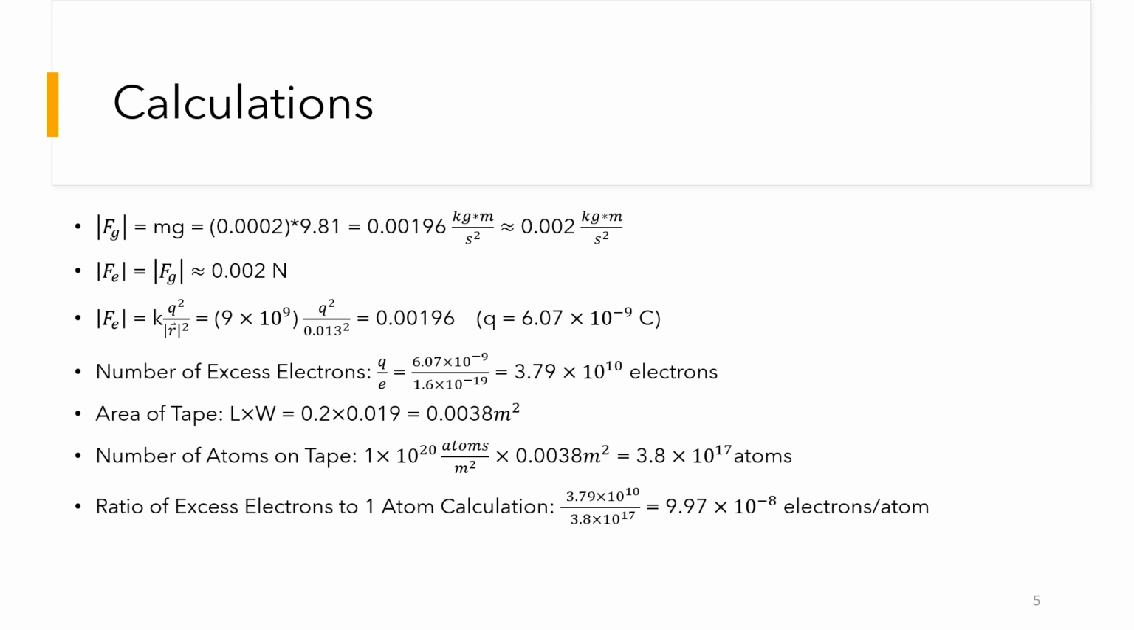electrons. And to calculate the area of the tape, we used length times width of the tape and got 0.0038 meters squared. For the number of atoms on tape, we took the number of atoms times the area and got 3.8 times 10 to the 17th. And then for the ratio of excess electrons to one atom, it was 3.79 times 10 to the 10th over 3.8 times 10 to the 17th. And that gave us 9.97 times 10 to the negative 8 electrons per atom.